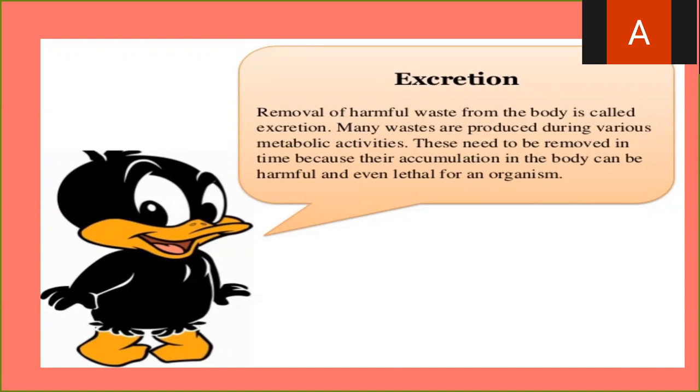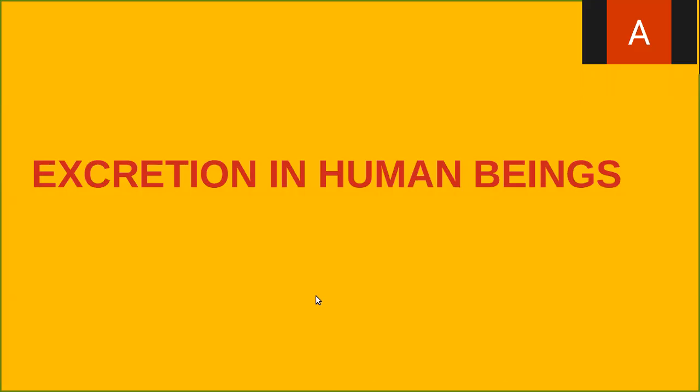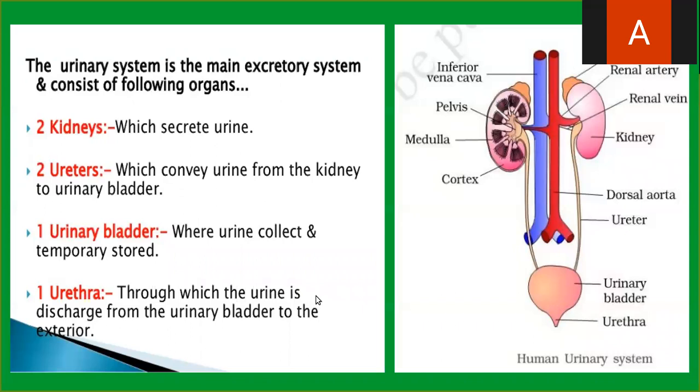But complex multicellular organisms like humans have specialized organs to perform this process. The organ system responsible for excretion, we can collectively call the excretory system. First of all, I am going to discuss excretion in human beings. Excretion in human beings occurs with the help of a well-developed excretory system.